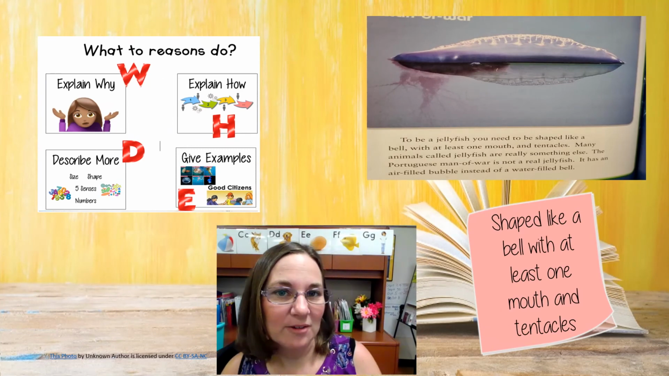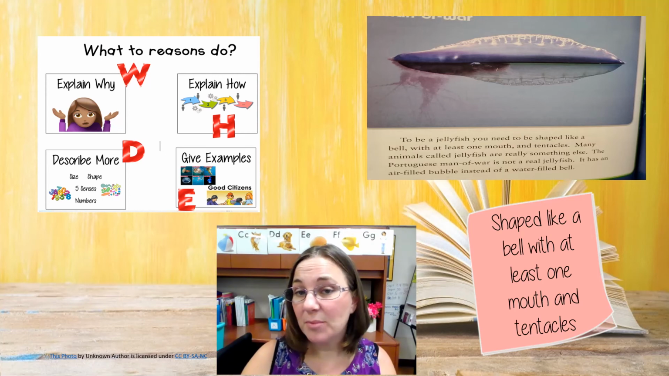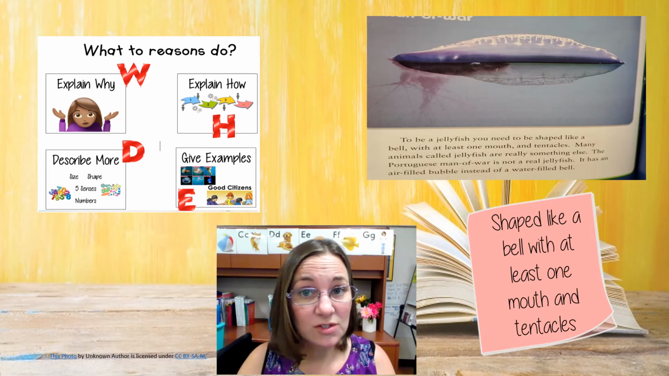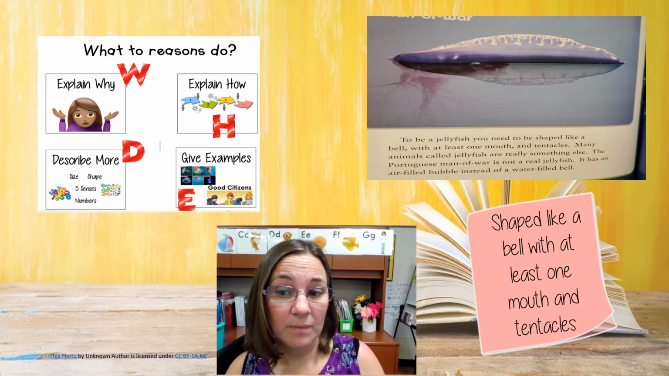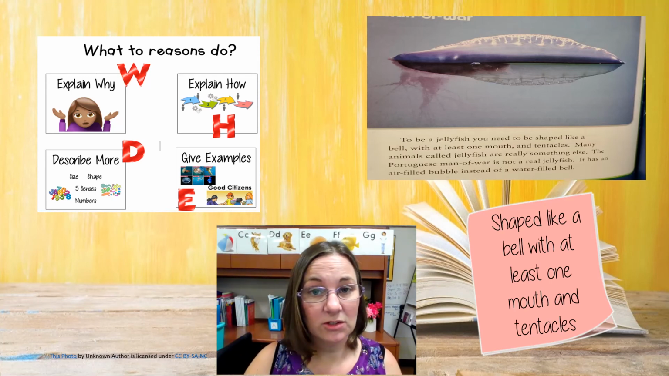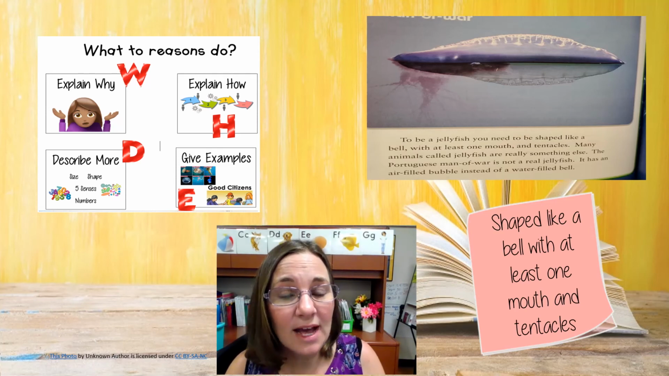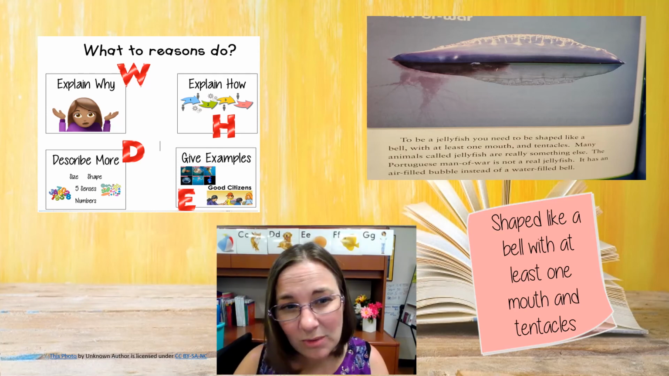I want you to try it out. On the next Nearpod slide, you're going to see this Draw It slide. Here's an example of one of the reasons that you shared yesterday that the author was supporting the point. Shaped like a bell with at least one mouth and tentacles. That was supporting the point that they are wonderful. But how does that support the point? What is the author doing here?